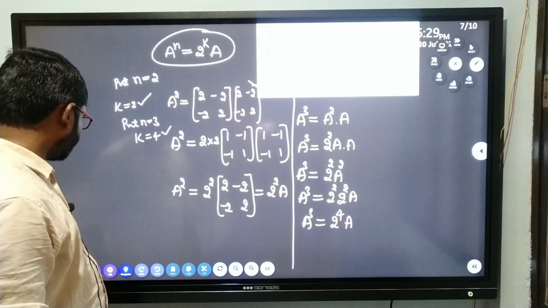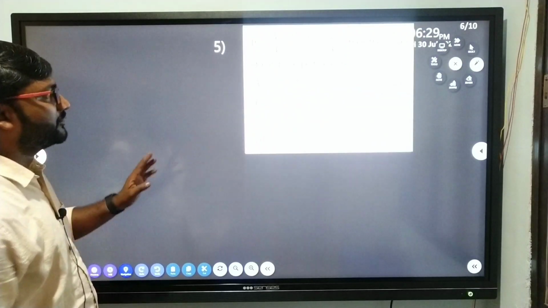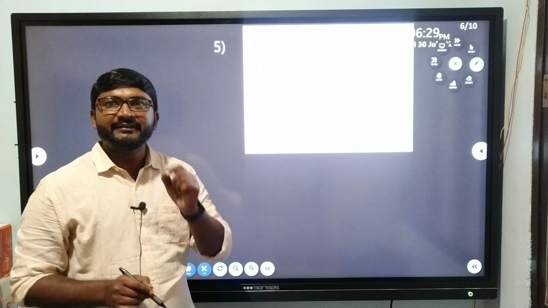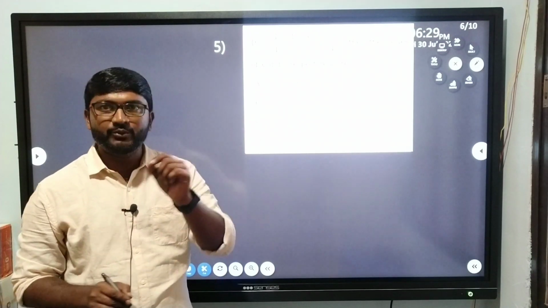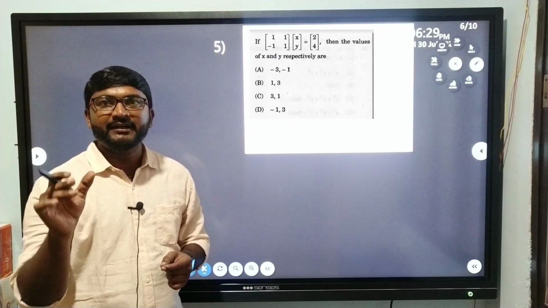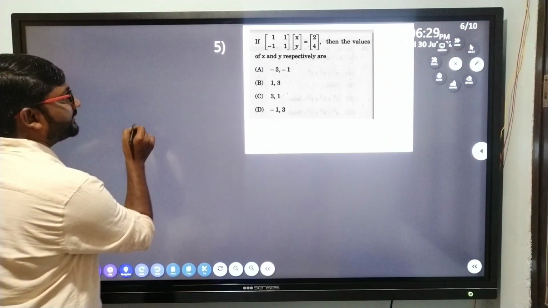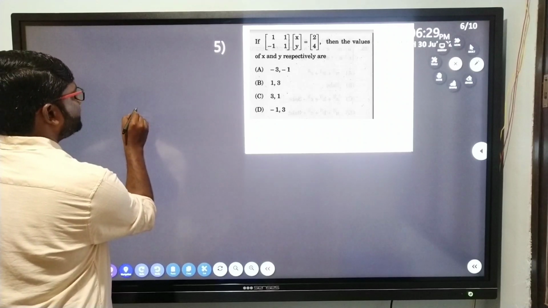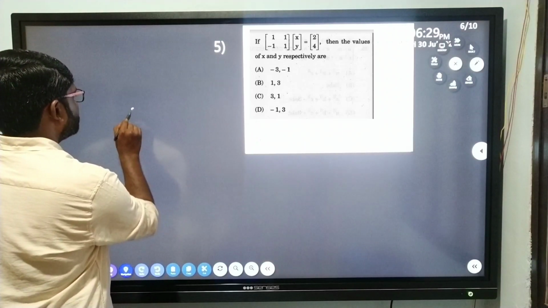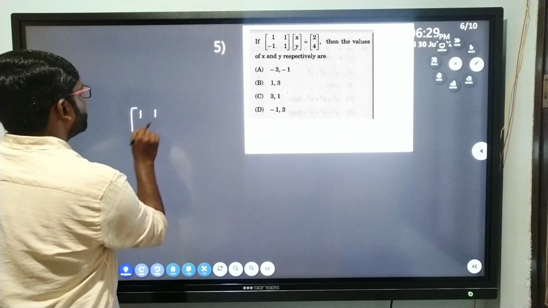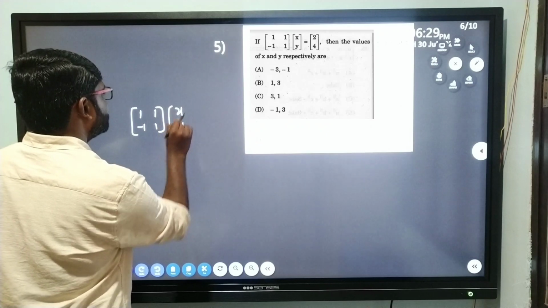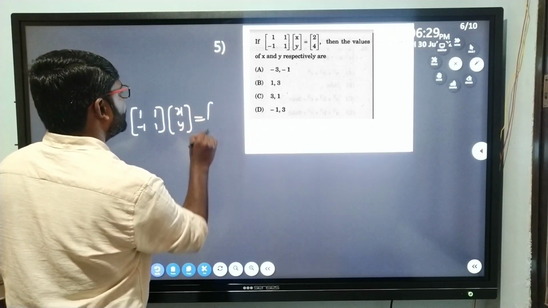Let us go for the next one. Question number 5. If the matrix [1, 1; minus 1, 1] multiplied by [x; y] equals [2; 4], then the values of x and y respectively are. So let us write the given matrices here: [1, 1; minus 1, 1] times [x; y] equals [2; 4].